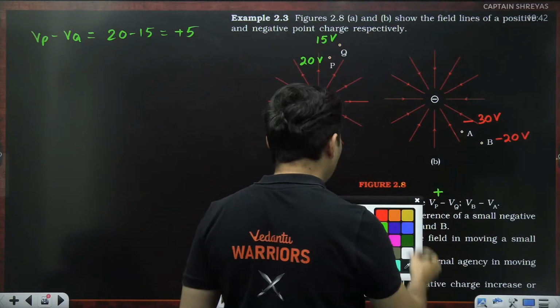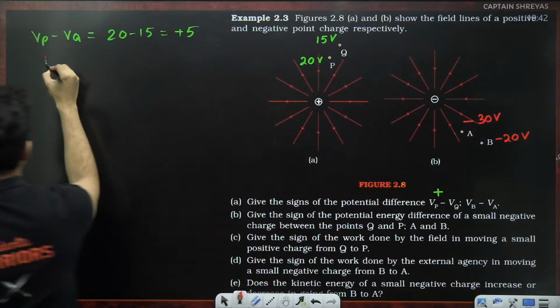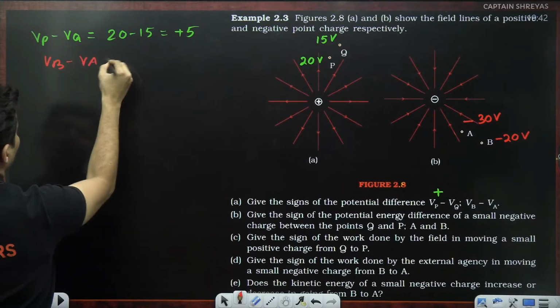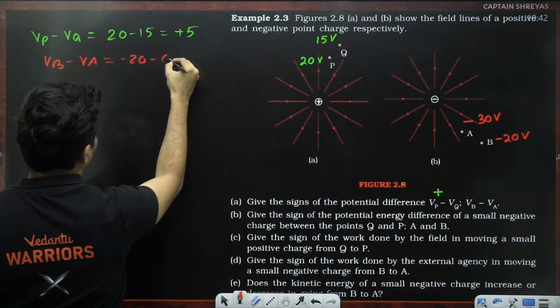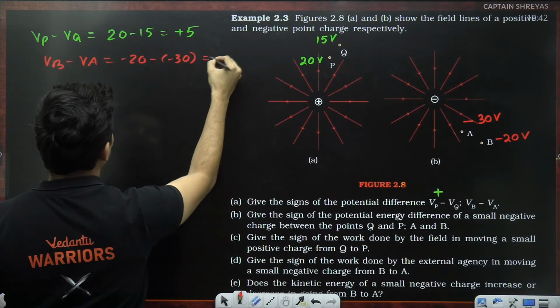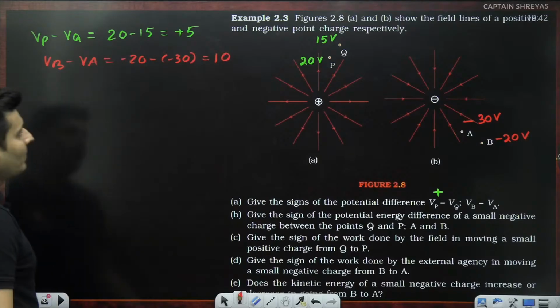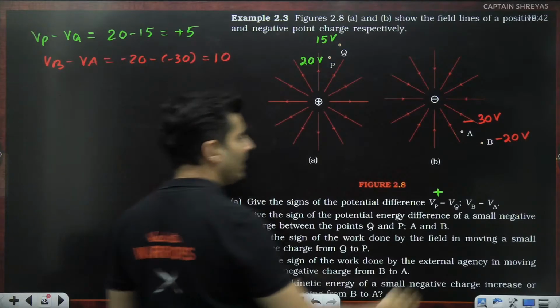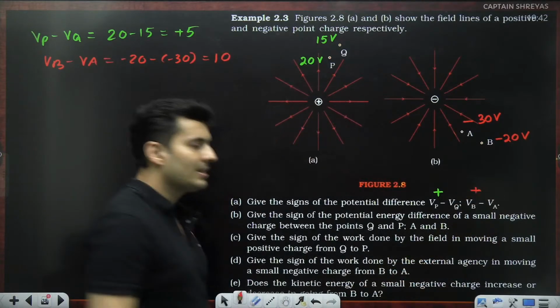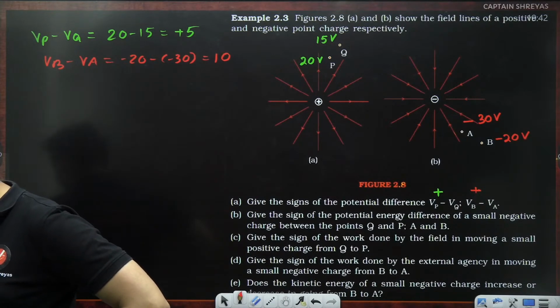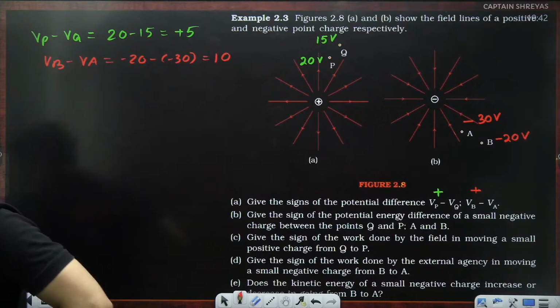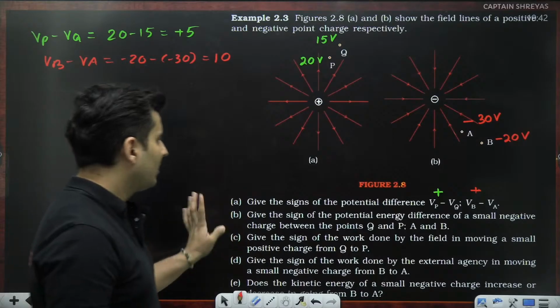What about Vb minus Va? Take examples, it becomes simple. Minus 20 minus 30. So 30 minus 20, it is becoming 10. Is it right? So it is also going to be positive. Both are positive. Everybody got it? How simple it is when you take examples. Next, this part is done.